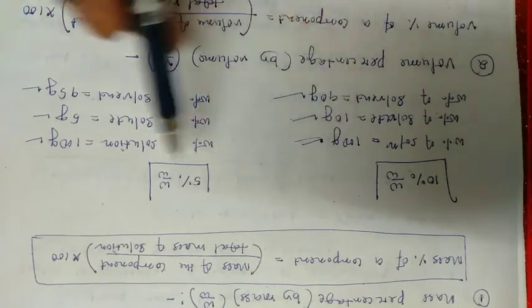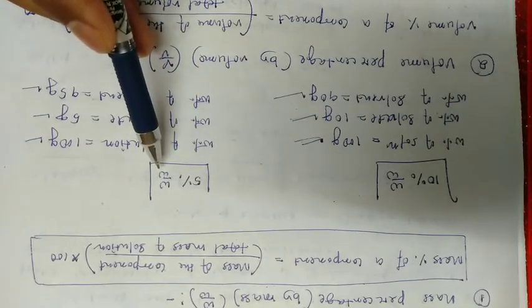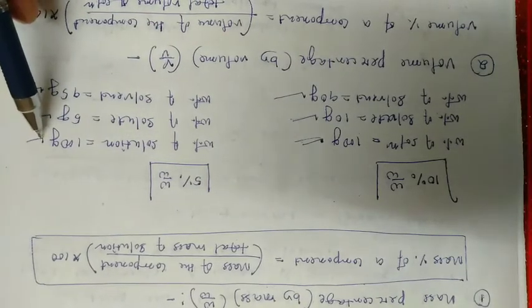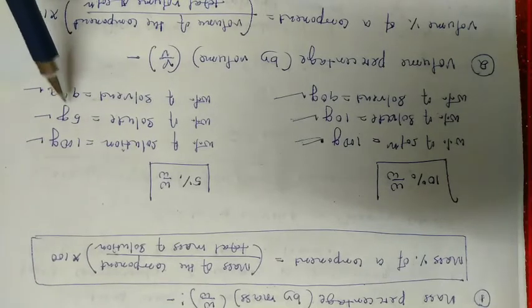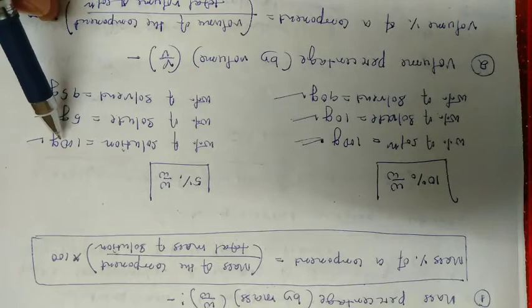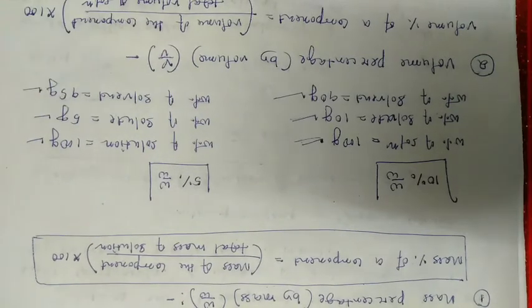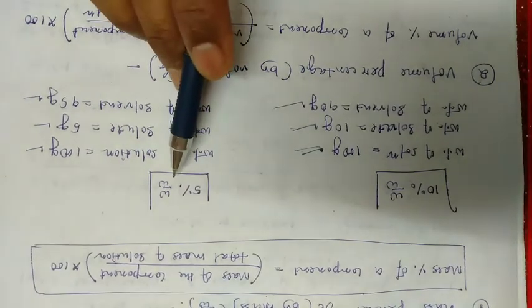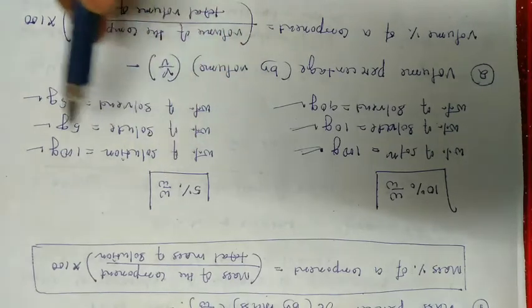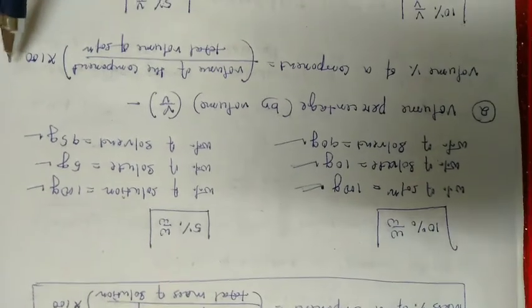One more solution is 5% W by W solution. So 100 gram of the solution contains 5 gram of solute and 95 gram of solvent. So 5 gram of solute plus 95 gram of solvent equals 100. How many gram of solution? 100 gram of solution. So from the mass percentage, we know 100 gram of a solution contains how many gram of solute and how many gram of solvent. So mass percentage provides the information: 100 gram of a solution contains how many gram of solute and how many gram of solvent.